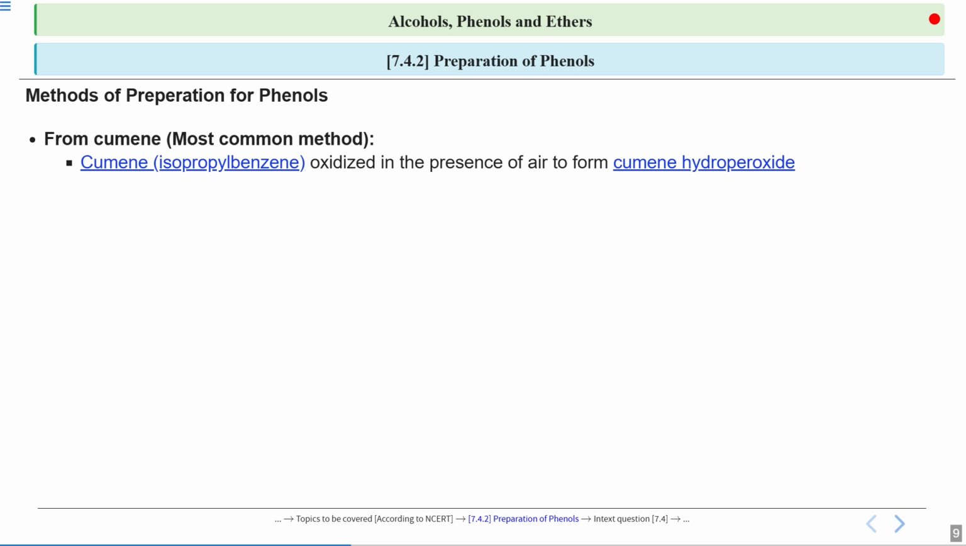Now this cumene is oxidized in the presence of air to form cumene hydroperoxide. So when you are taking this cumene and reacting in presence of O2, you will get cumene hydroperoxide. Next, cumene hydroperoxide forms acetone and phenol on treatment with dilute acid. That is, when you treat this cumene hydroperoxide with a dilute acid, you will get phenol and a side product which is called acetone.